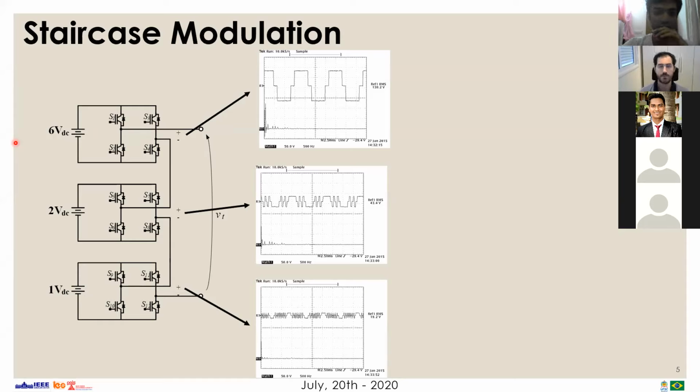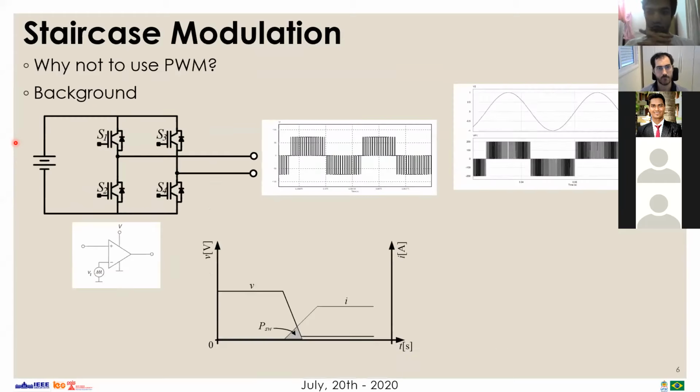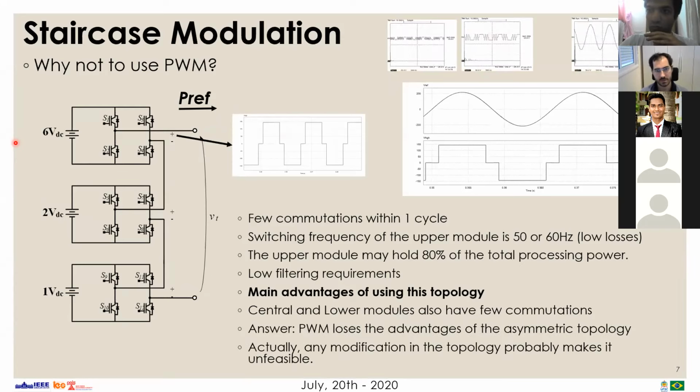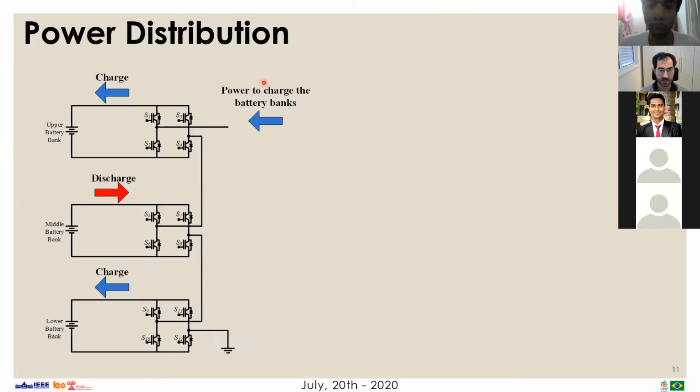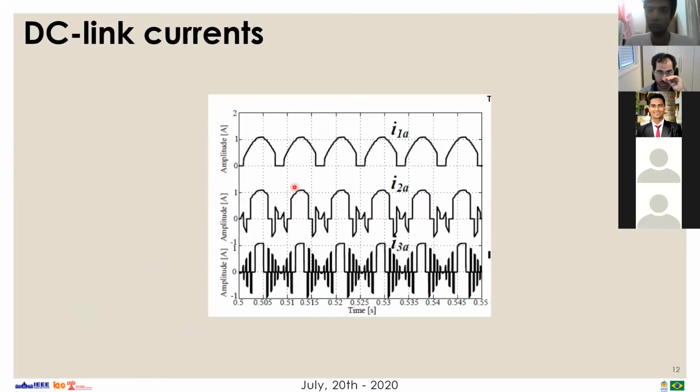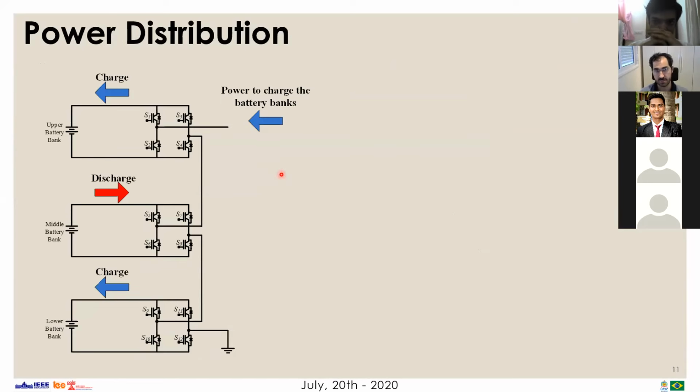One thing is: does this power distribution depend upon the power factor of the load or the load current? Yes, this is also dependent on the power factor, of course. If you set a reference here, what you can see is that the DC link current will go into the negative part. But of course, it is dependent.